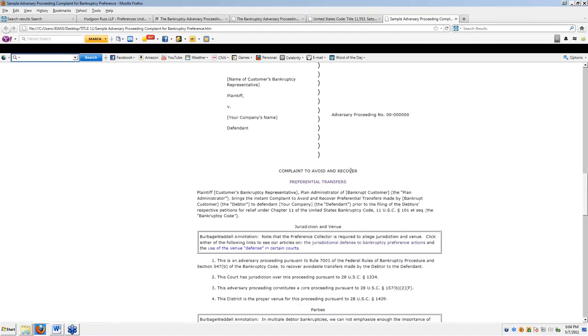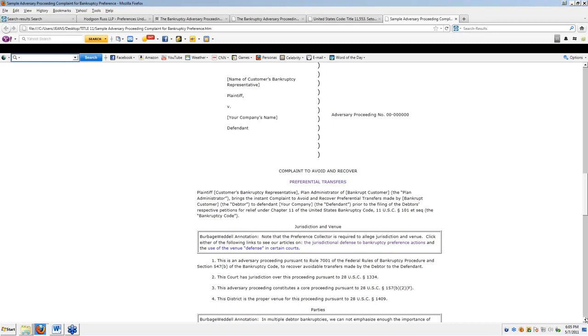Complaint to avoid and recover preferential transfers. Plaintiff, customer's bankruptcy representative, plan administrator of bankrupt customer. The plan administrator brings the instant complaint to avoid and recover preferential transfers made by bankrupt customer, the debtor, to defendant, your company, prior to the filing of the debtor's respective petitions for relief under Chapter 11 of the United States Bankruptcy Code, 11 U.S.C. subsection 101 et seq., the Bankruptcy Code.